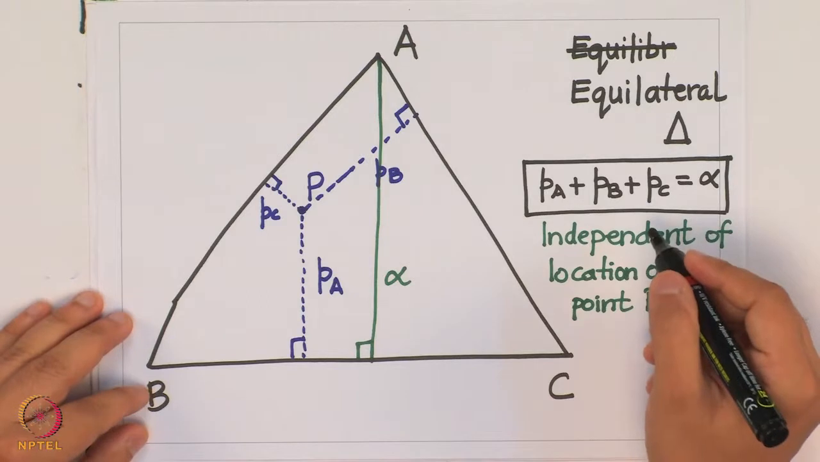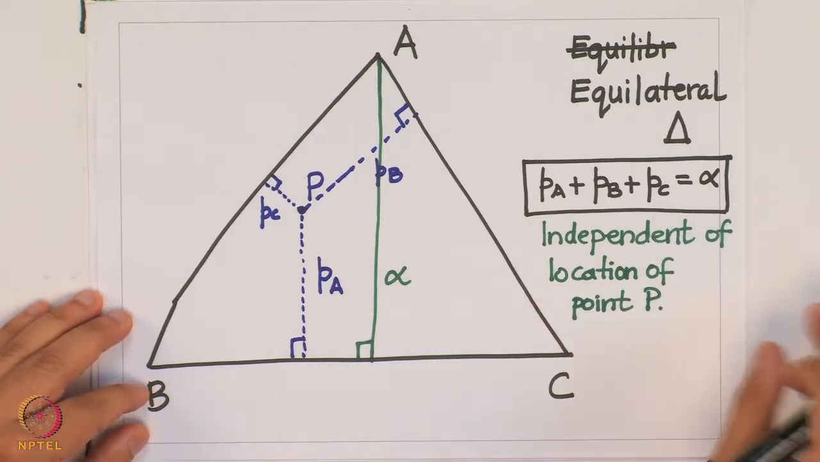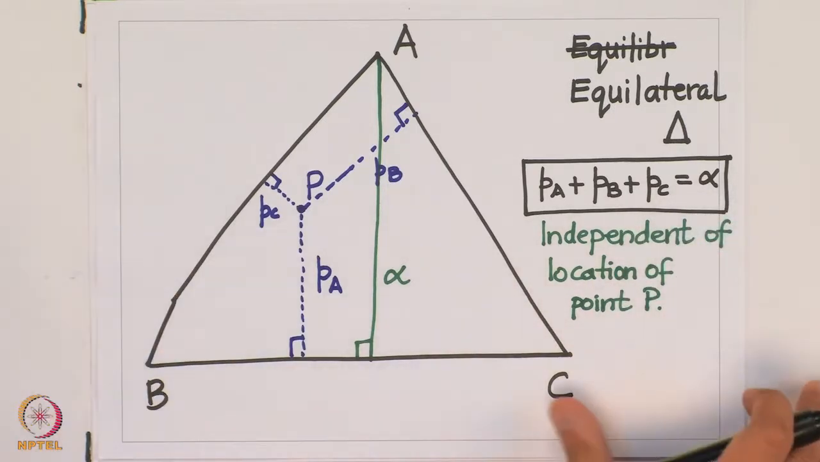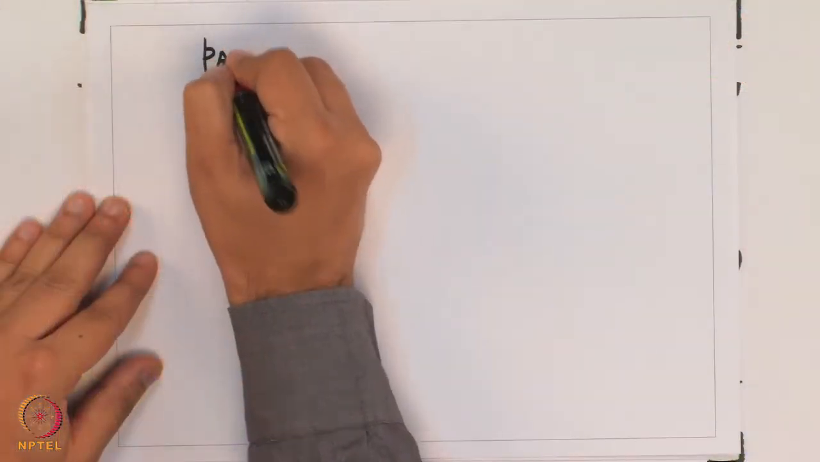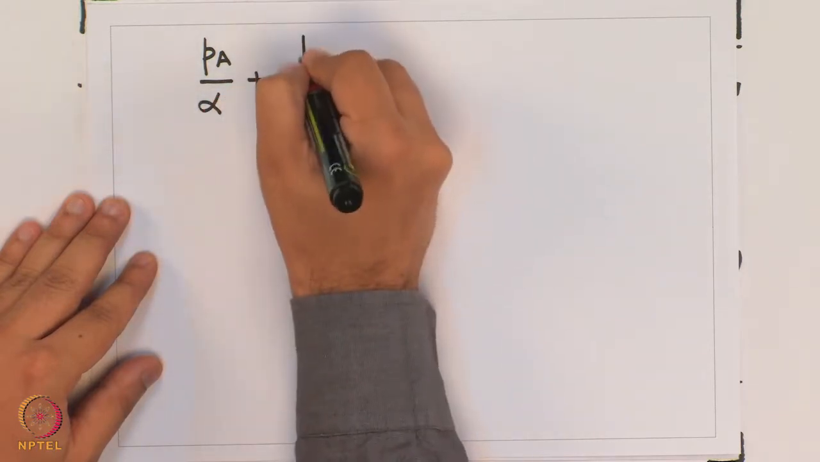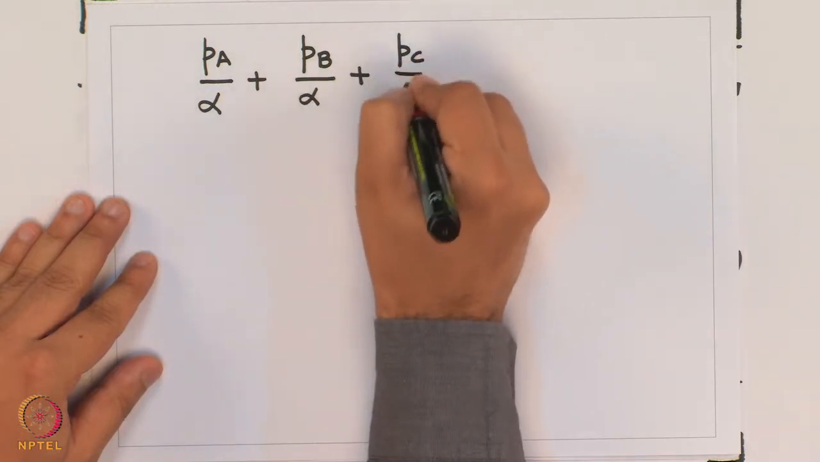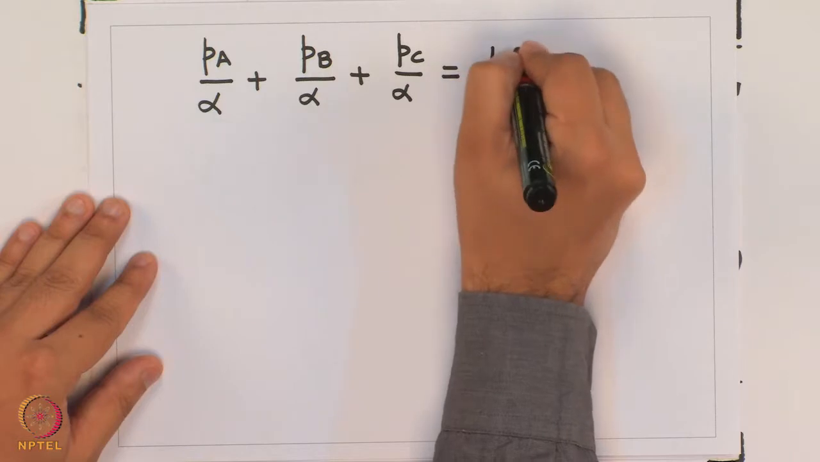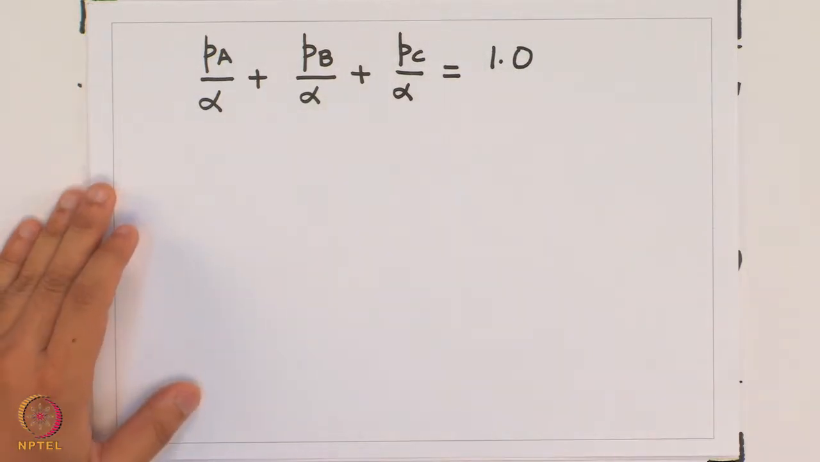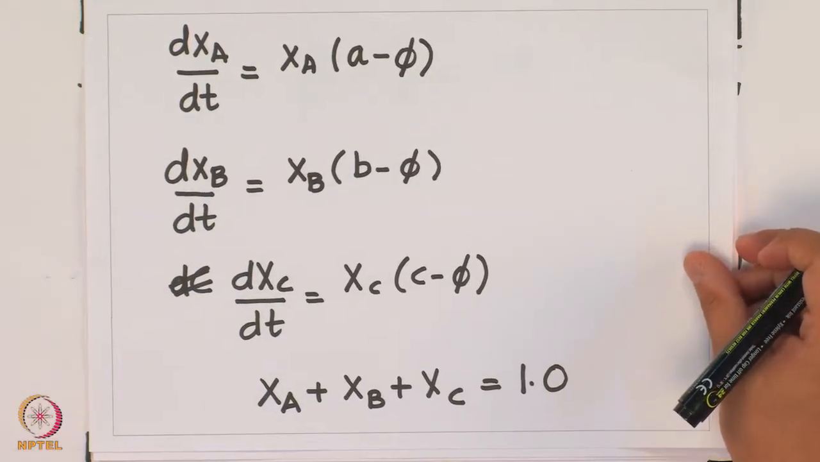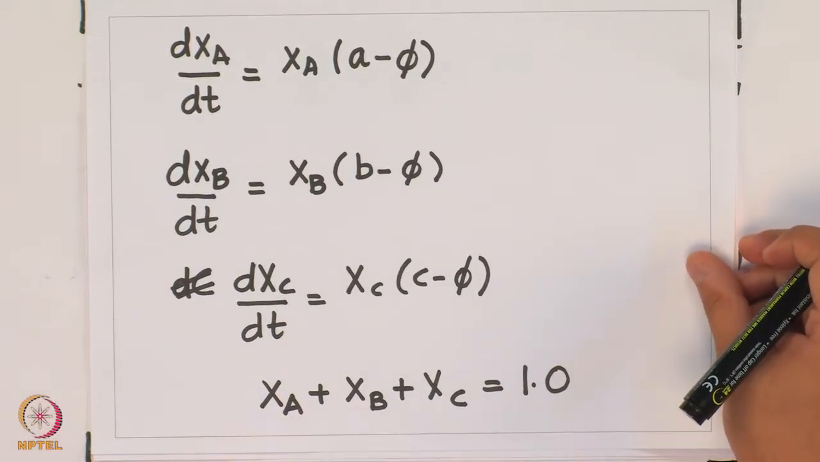This result is very useful because it directly relates with what we have been talking about so far. What I am going to do is bring alpha over to the other side and write this as PA by alpha plus PB by alpha plus PC by alpha equals 1. Now, you should begin to see some similarities between the result that we have here for our equilateral triangle and the result we have for our 3 species system, XA plus XB plus XC equals 1.